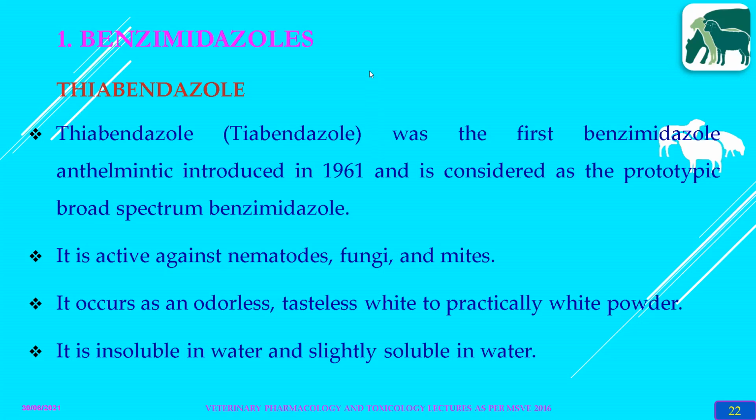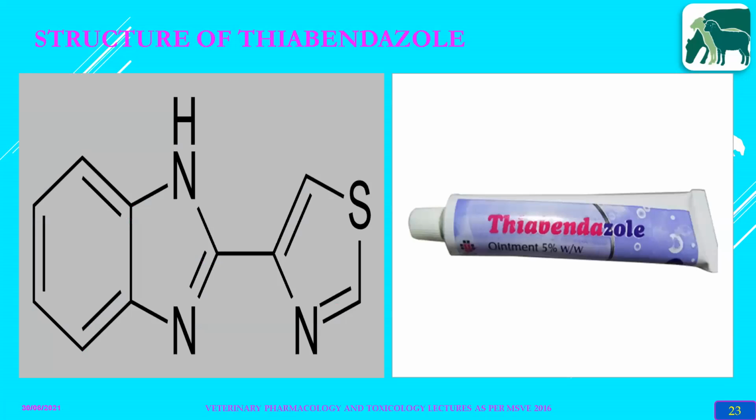It occurs as an odorless, tasteless, white to practically white powder, and it is insoluble in water and slightly soluble in some of the water content. This is the structure of thiabendazole. It's available as a 5% wet ball volume in a plastic squeezing tube, and also as a tablet, and sometimes a suspension is also available.